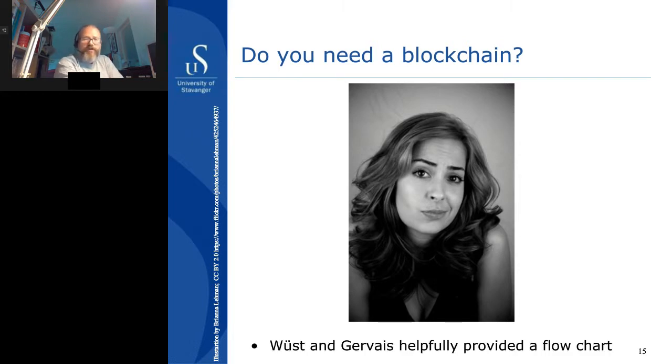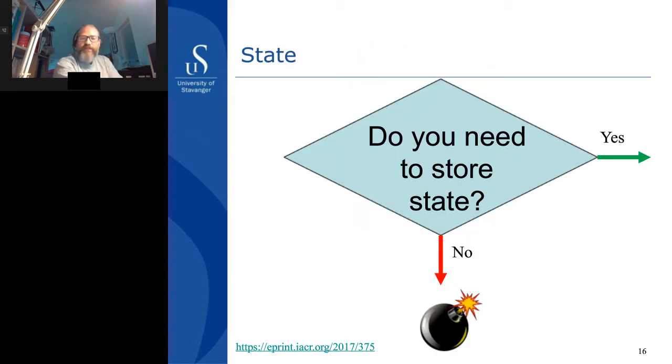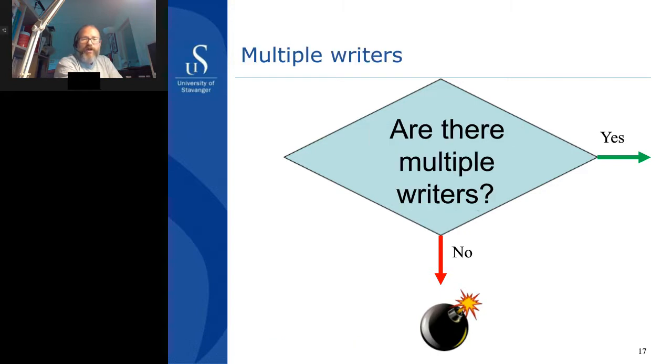Luckily, a couple of smart guys called Wust and Gervais have provided a flowchart that can help us with making this decision. So first of all, do you need to store state? If you don't, then you don't need a blockchain. Then you can just use a database. But if you need to store state, okay. Are there multiple writers? If there are not multiple writers, again, you can simply use a database or whatever. If you have multiple writers, maybe you will need a blockchain.